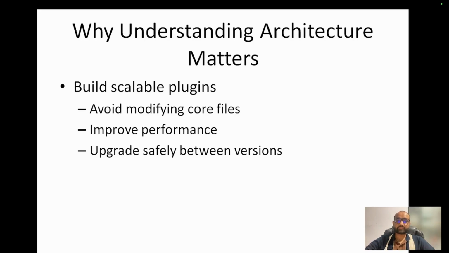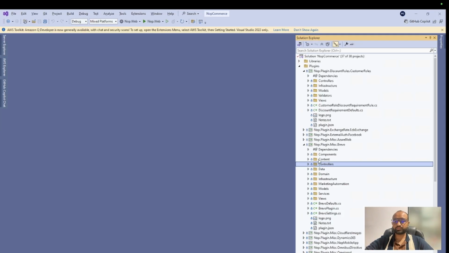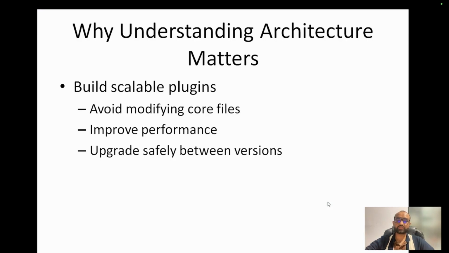If you want scalable plugins, as I explained with this Bravo plugin, it will be the same structure. In the future, if someone else works with your code, suppose you have built the structure and you hand over the code to someone who knows the nopCommerce architecture, and he faces some performance-related issues, he needs to check the business logic. He just needs to go to the services, and the services will be ready. So that's why we need to handle the architecture very carefully.